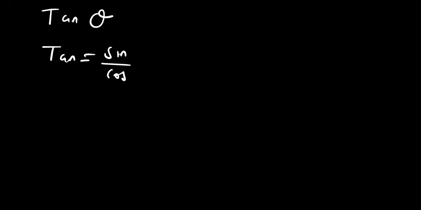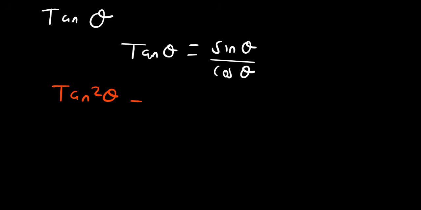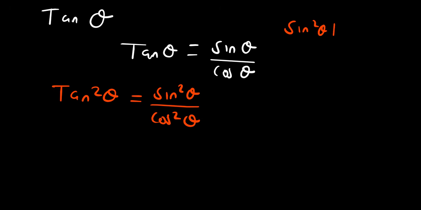Now what happens if I square my tan? Let's say tan theta will just be equal to sine theta over cos theta. Now if I square tan, I'm going to have tan squared theta is equal to, because I've squared tan, I also square the other side, sine squared theta over cos squared theta. Now that I've got that, remember from the previous identity we said sine squared theta plus cos squared theta is equal to 1. Now if I make sine squared theta the subject of the formula, what am I going to have?